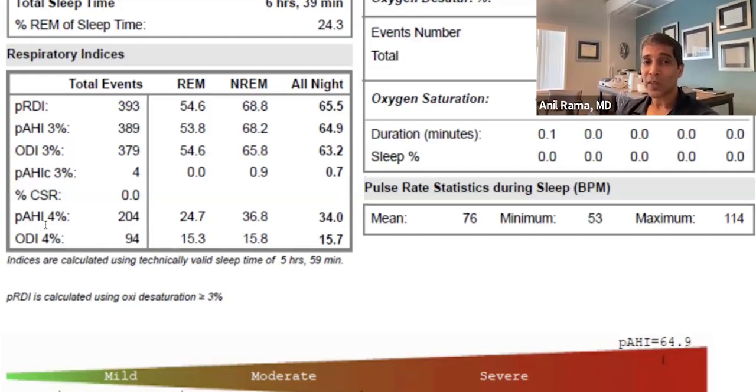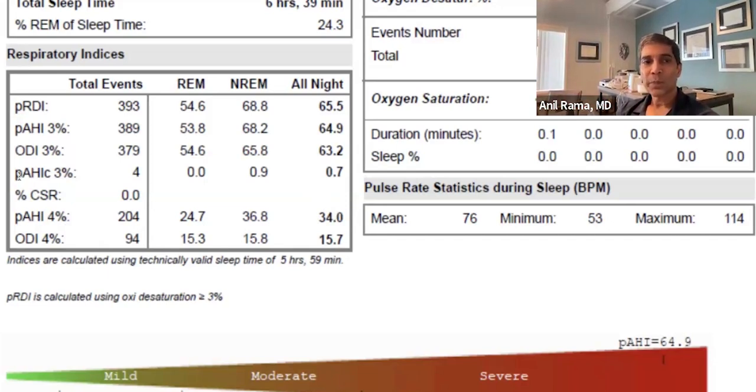Now, this is Medicare criteria. Medicare is using 4%, and I believe some commercial insurers are starting to use 4%, because you're less likely to reach that threshold. But in any case, the AHI is generally considered normal if it's 0 to 5. If it's 5 to 15, it's considered mild sleep apnea. If it's 15 to 30, it's moderate sleep apnea. And if it's 30 and above, it's considered severe sleep apnea.